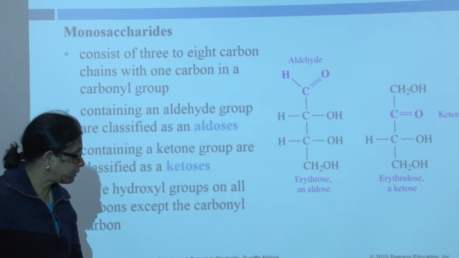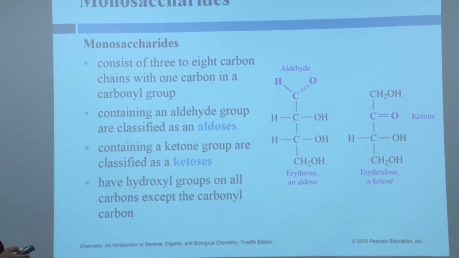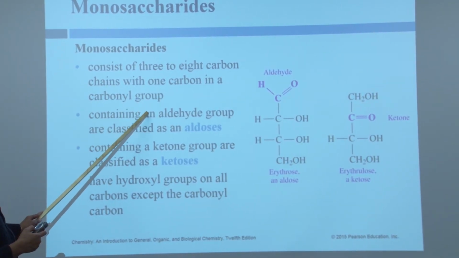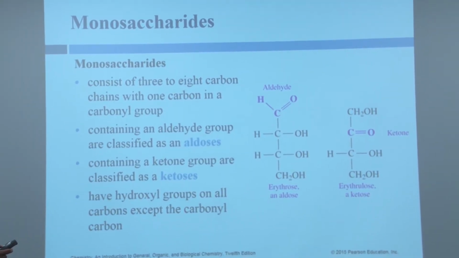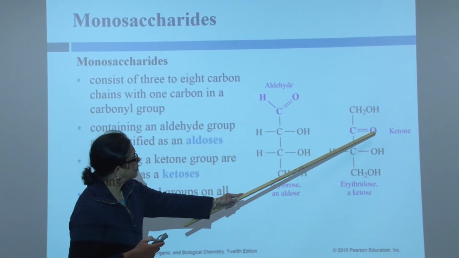So what are monosaccharides? The monosaccharides consist of a 3 to 8 carbon chain with 1 carbon in a carbonyl group. We know what a carbonyl group is; we discussed a carbonyl group. There is a carbonyl group.